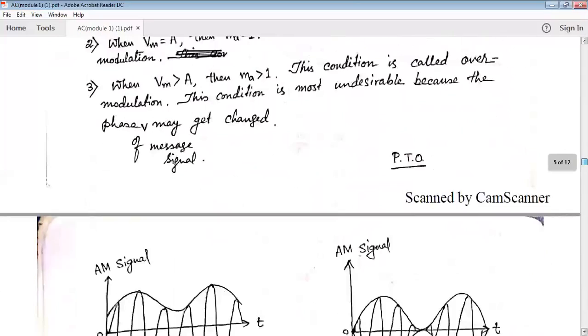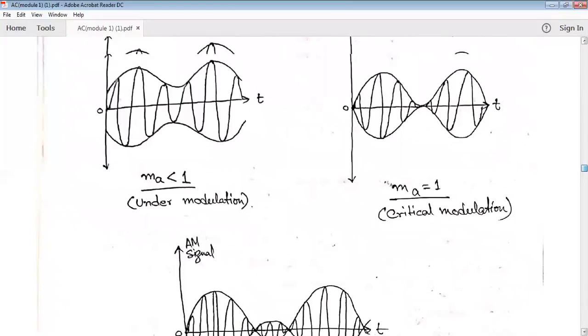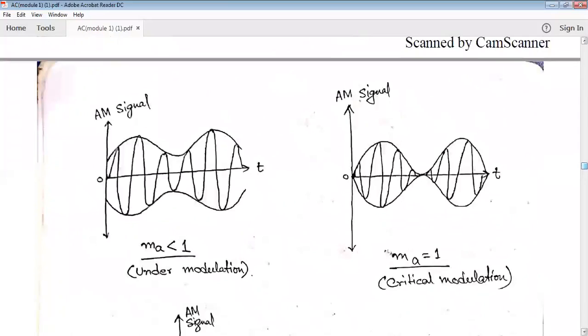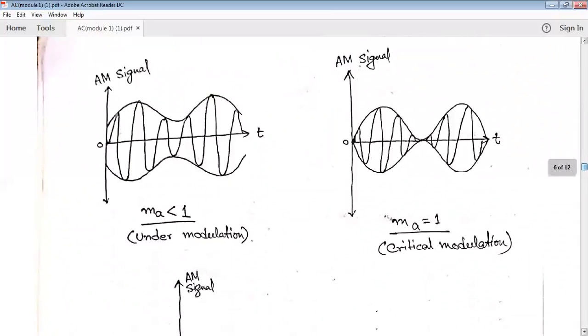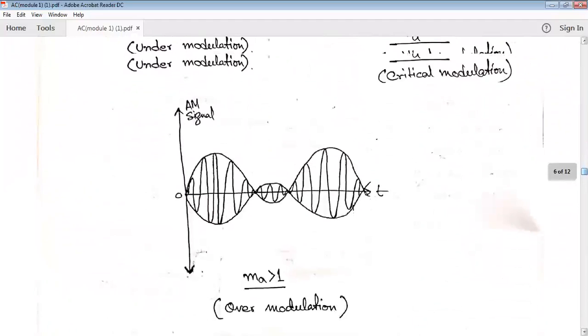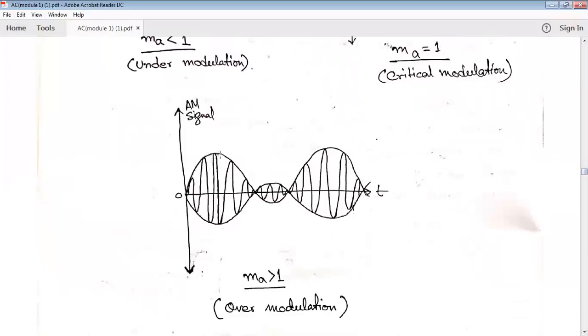And how does this phase distortion occur? Let's consider these three figures. The first one is under modulation, where Ma is less than 1. In case it equals 1, the critical modulation is like this. The upper sideband remains upper, lower sideband remains lower. And for over modulation, what happens? The positive portion will come to the negative one at some time, and the negative portion of the envelope will come to the upper portion sometimes.